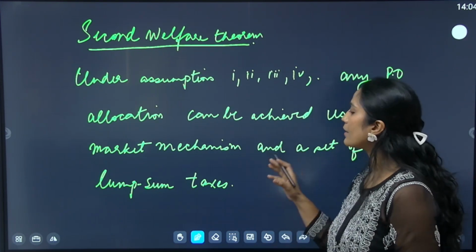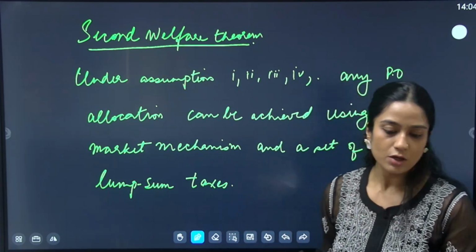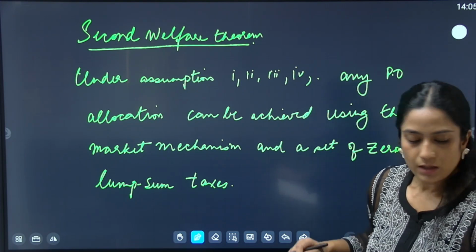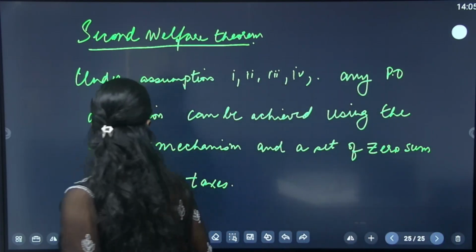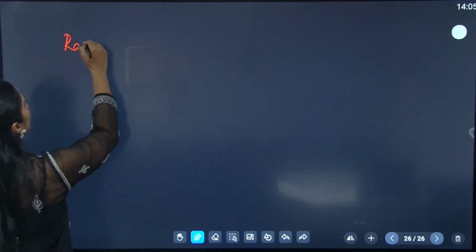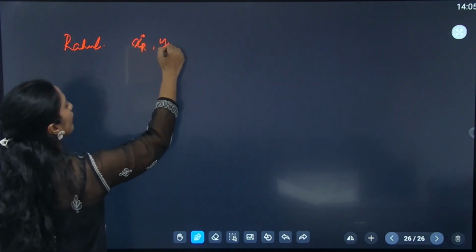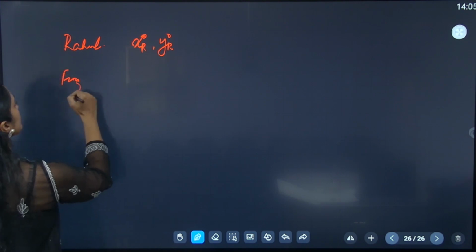So what this auctioneer does is announce that there are a set of taxes / transfers. Okay. So what we will do is, suppose this is what you have for Rahul. You have XR0, YR0, right? And for Fiza you have this.